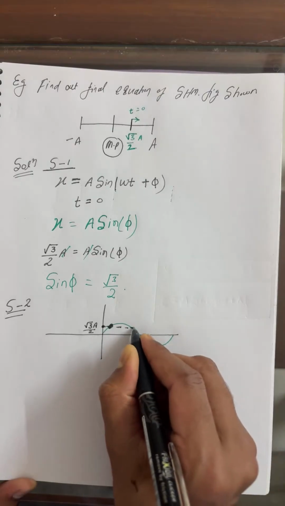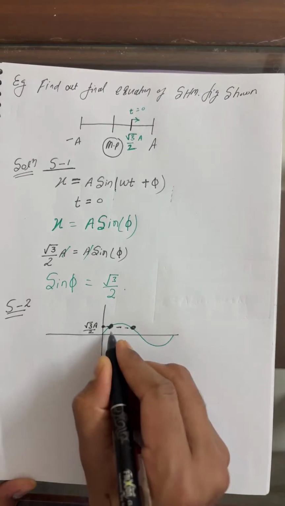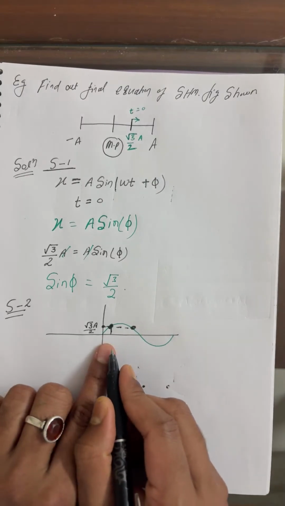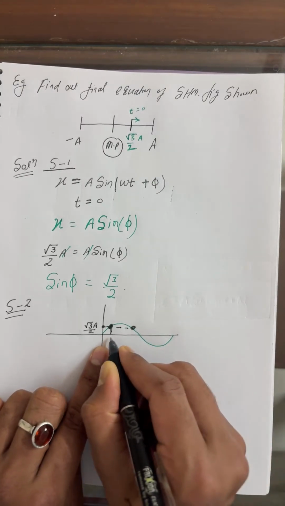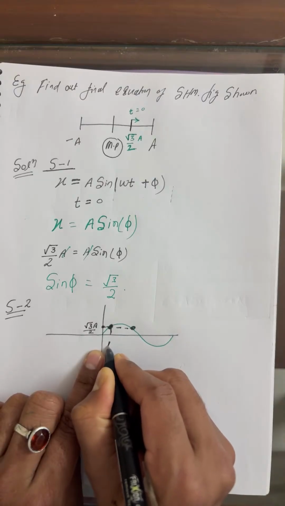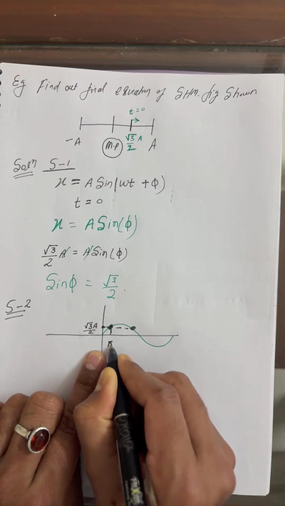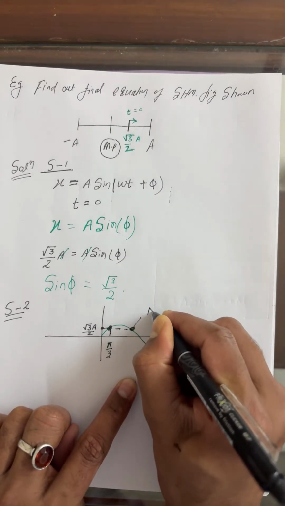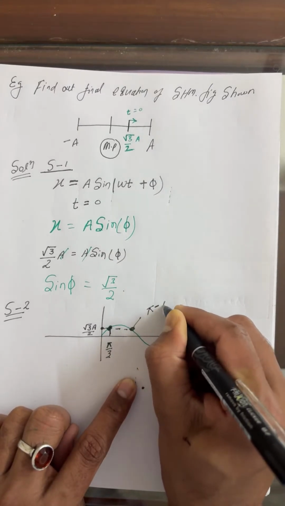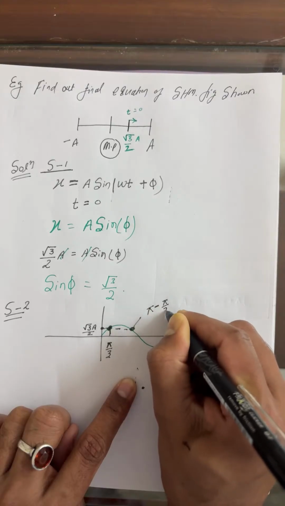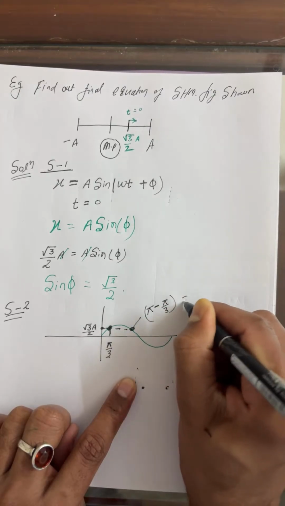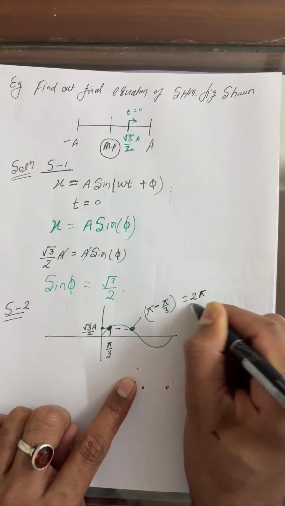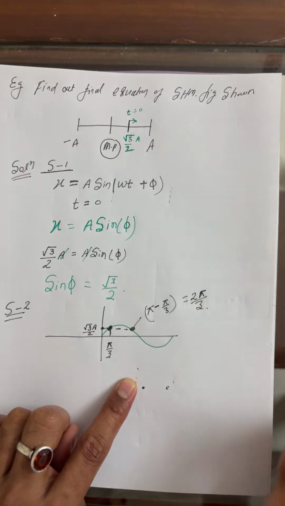Yes, beta. Just draw beta online from here. Then you can say this is beta, this is pi by 3. This line is beta. At this point you can write beta equals pi by 3. And this is beta equals pi minus pi by 3, which is beta equals 2 pi by 3.